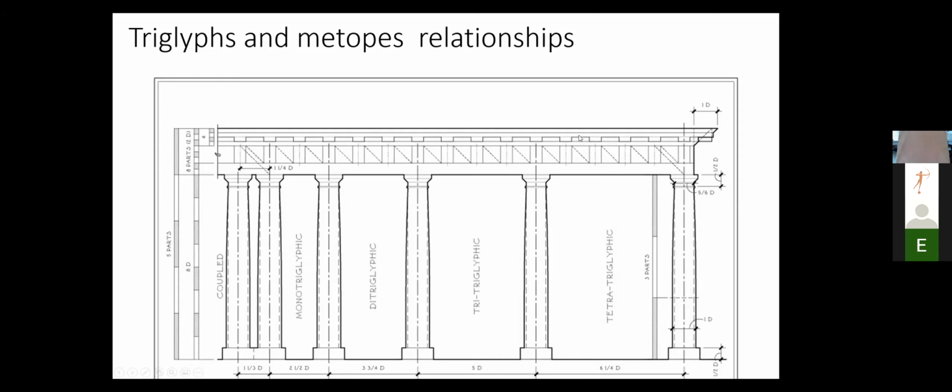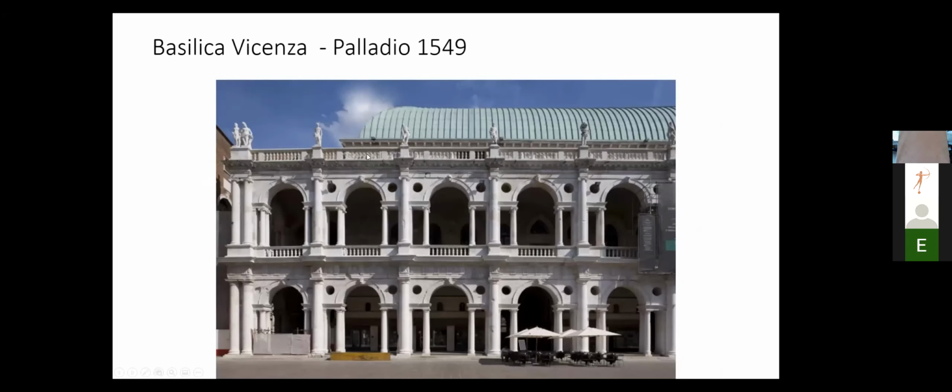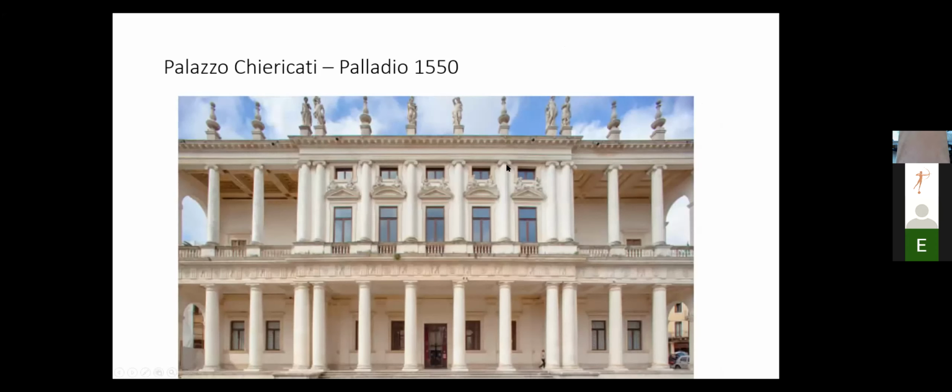I just find that's an interesting, contradictory relationship between the proper spacing that Vitruvius established and, of course, the spacing that we see in Palladio's work, especially the upper Ionic order, which has a much wider spacing.